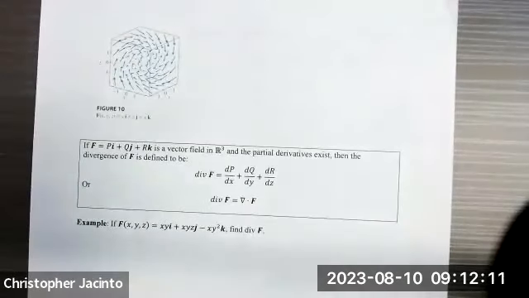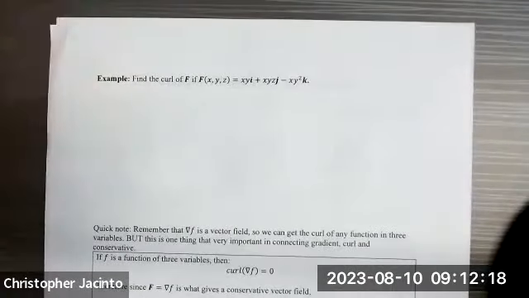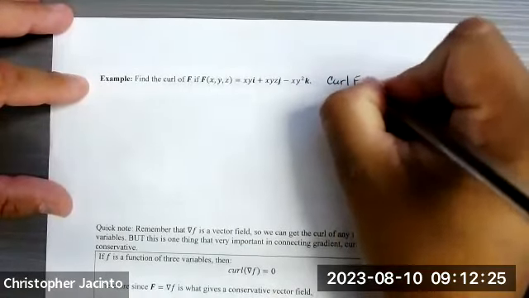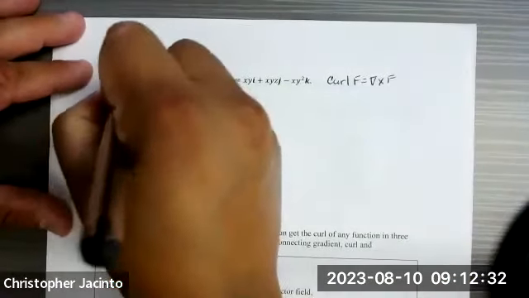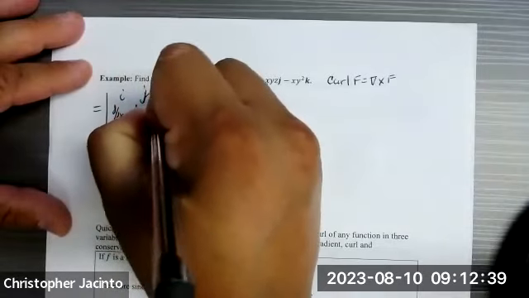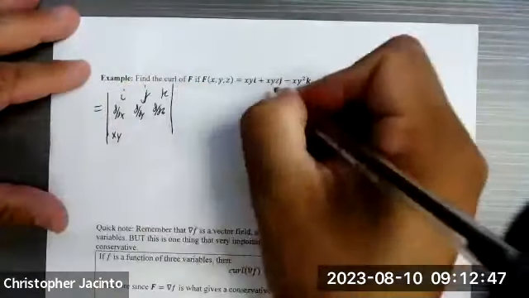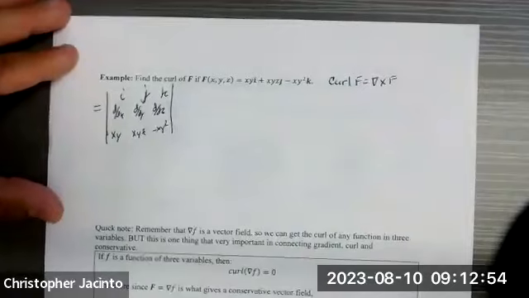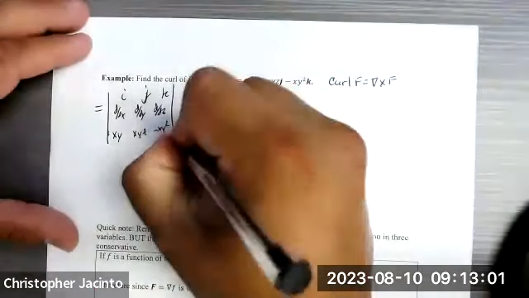So let's try some out. A simple little example: let's find the curl of this vector field F. With the curl, we just proved that the curl of F is equal to the cross product of the gradient with F. So in this case, F is xy, xyz, and minus xy squared, as our P, Q, and R. And then we just follow the template.